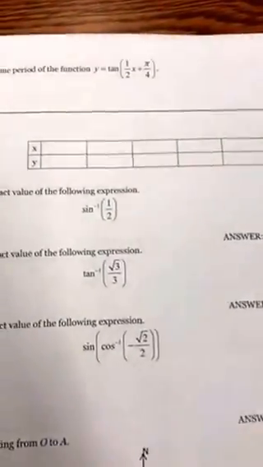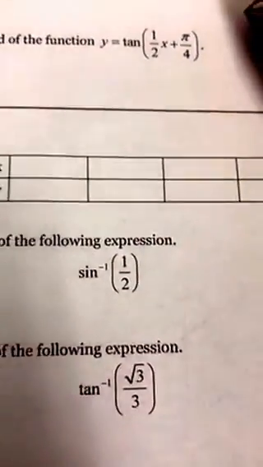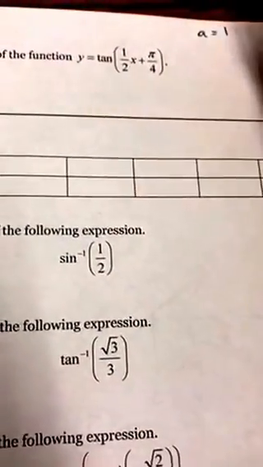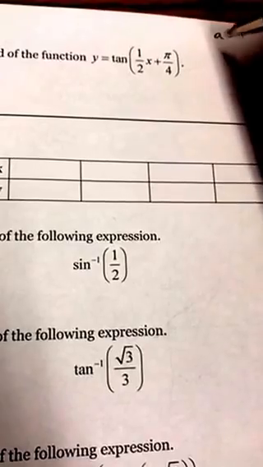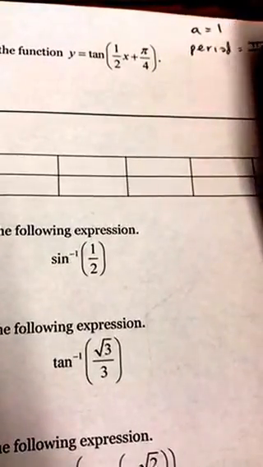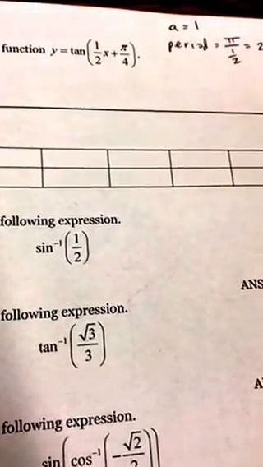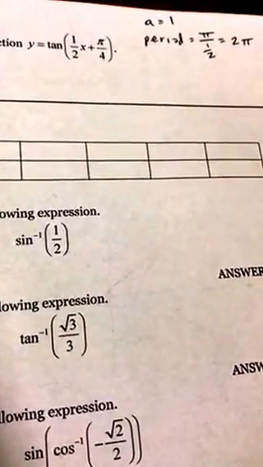One more graph left, tangent. Okay, and there's no pretense to this one. We're just going to figure it out on our own. So let's see here. We have no a value, so our a is going to be 1. Our period is now just pi over b, which means our period's going to be 2 pi. It's a very large period.